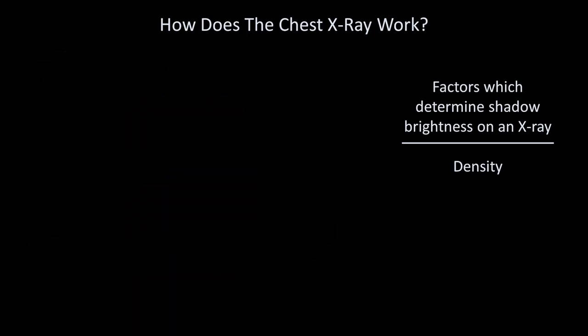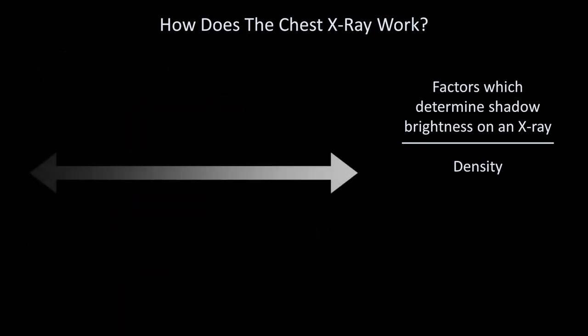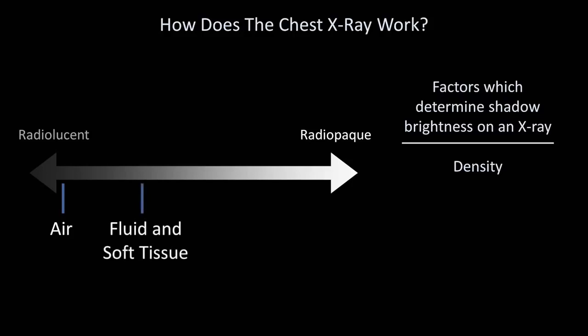In summary, there is a spectrum of radio densities into which different materials fall. Those that allow most X-rays through are called radiolucent and appear black or near black on X-ray. Those that block most X-rays are called radioopaque and appear white. For medical X-rays, there are essentially four classes of material. Air, which is the most radiolucent. Next is fluid and soft tissue, then bone, and finally metal.